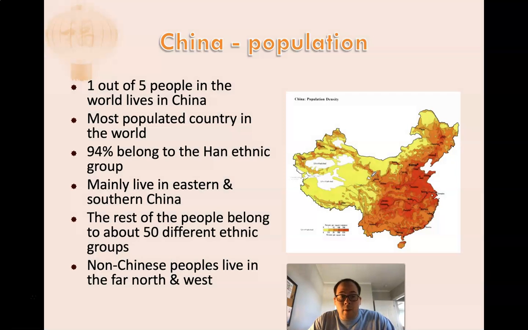One out of five people in the world lives in China, so it is very heavily populated. Most populated country in the world. 94% of it belongs to the Han ethnic group, who mainly live in eastern and southern China. The rest of the people belong to about 50 different ethnic groups, and then there are non-Chinese people that live in the north and the west.